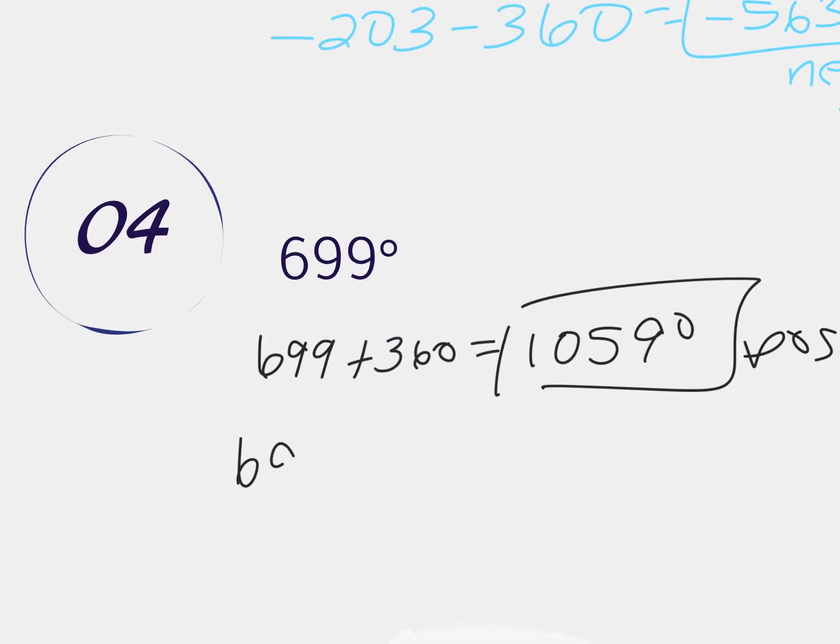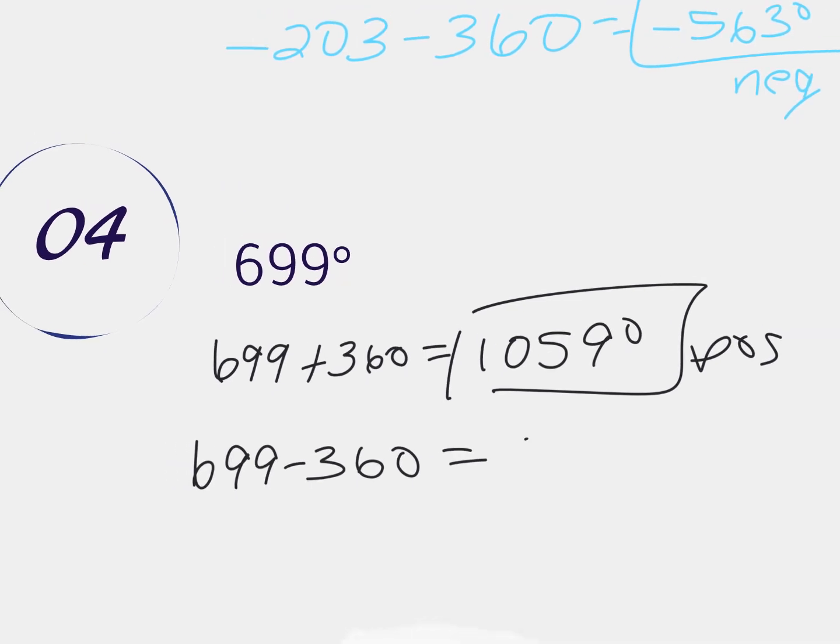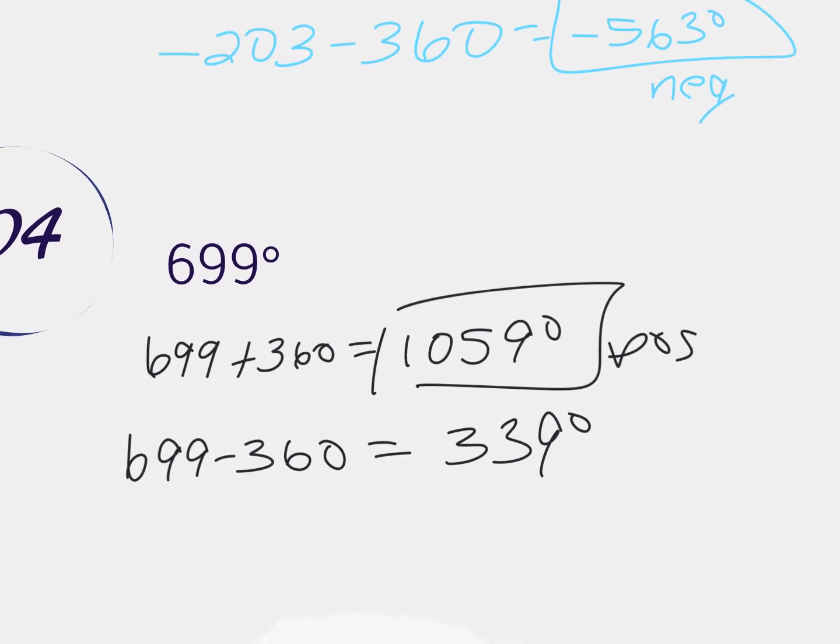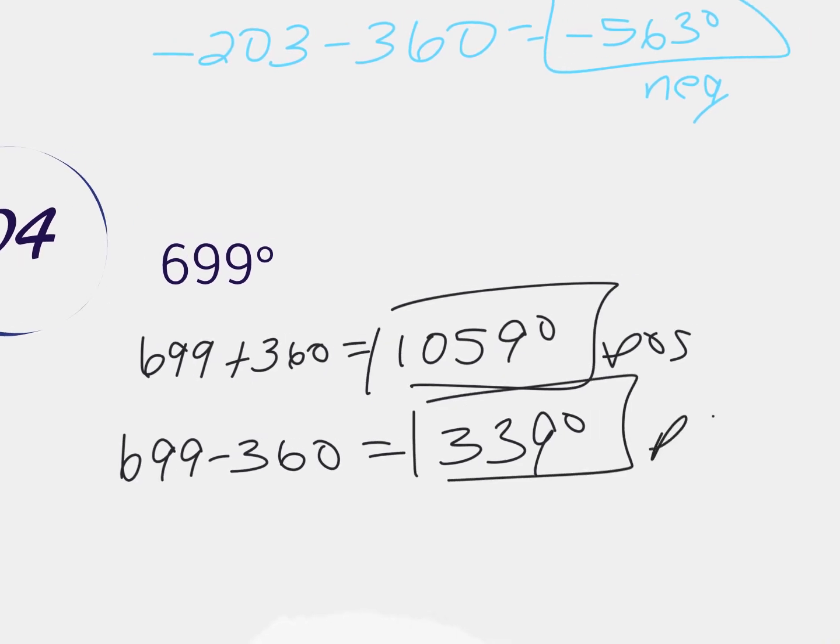So now I'm going to take 699, and I'm going to subtract 360. What's 699 minus 360? 339. All right. Does that count as my negative coterminal? No, this is just another positive one. If you need one of each, then we need to do what?